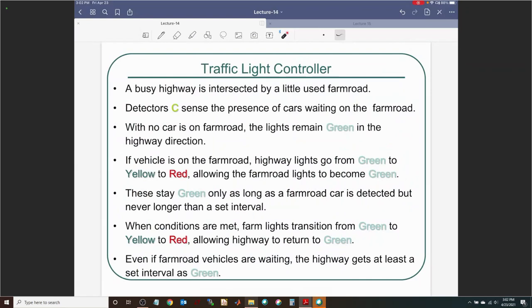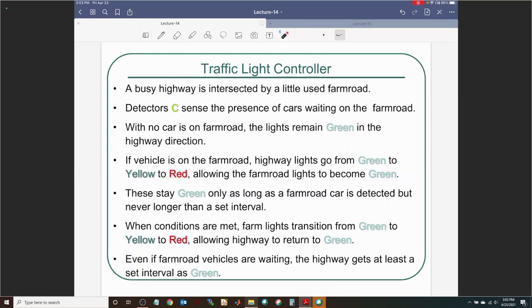Traffic light controller. We have a busy highway, and that is intersected by a little used farm road. So the highway is sort of getting a higher priority than the not so frequently used farm road. There are detectors called C that are sensing the presence of cars that are waiting on the farm road. No, it's not a priority encoder. The way we are assigning priority to the highway is we are essentially using a timer that is a long timer as opposed to a short timer expiring. The time for which cars can be going on the highway is longer. That's the only way we are giving it priority.